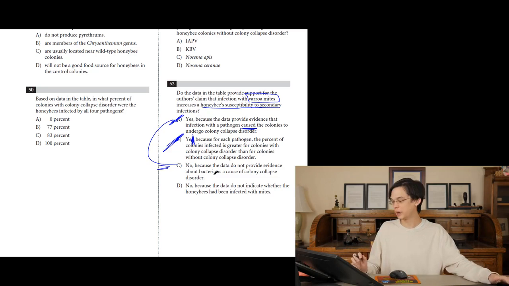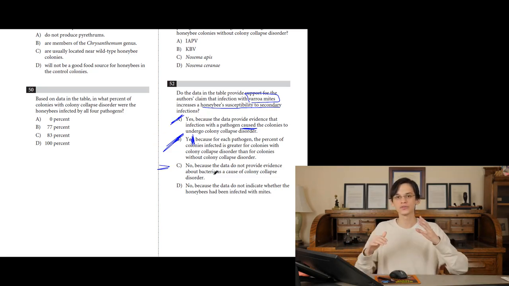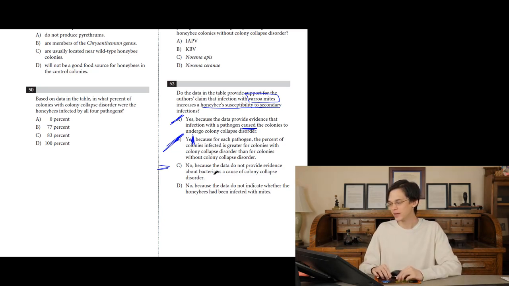C is another really good bad answer, actually. Very tempting, very hard question. Because it's an answer for those who get past the A answer, and you're like, well, that's not true. You're like, oh, it must be C, because C is the exact logical opposite of what A is going to be. That has to be the answer. It's not answering the question, though. Bacteria has nothing to do with whether varroa mites increase honeybee susceptibility to colony collapse, or secondary infection, excuse me.